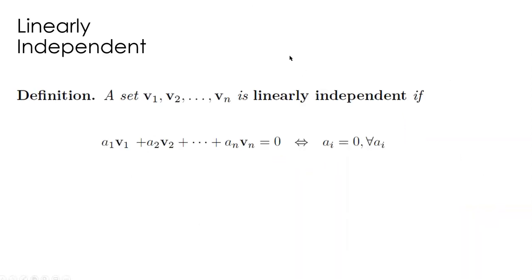Linearly independent. The idea of linear independence is to get rid of redundant information. The definition is: if the only solution to a1 v1 plus a2 v2 and so on, plus an vn equals 0, is when they're all 0, that means they're not redundant. If I can write this where some of the a's aren't 0, then I can write one of the vectors as a linear combination of the others, which means I don't need that one.